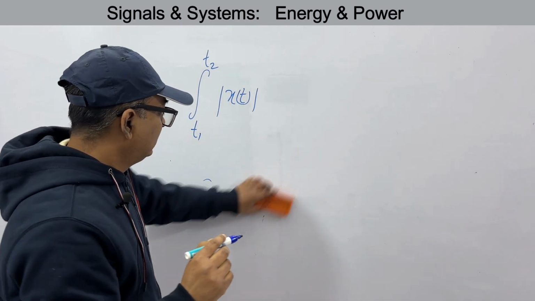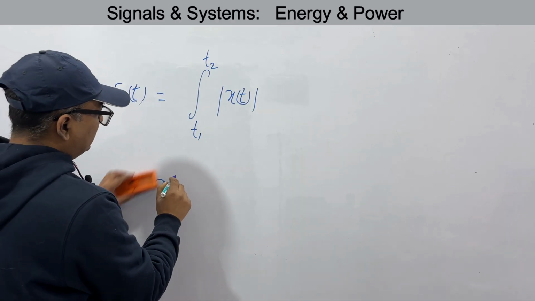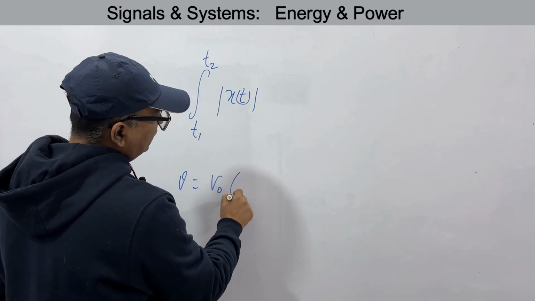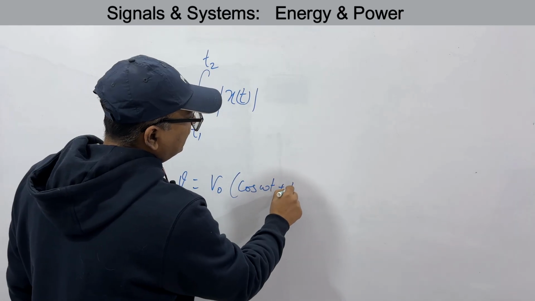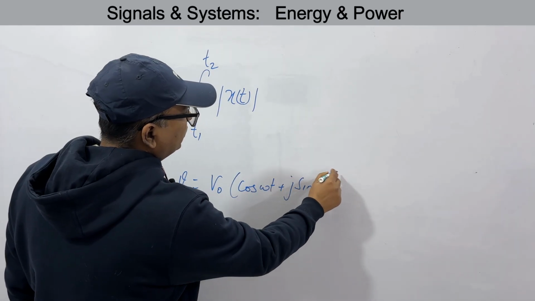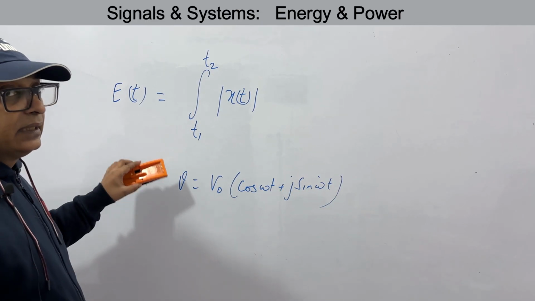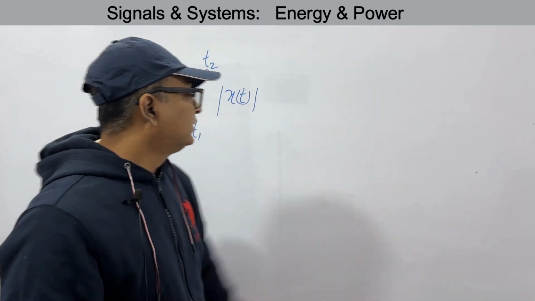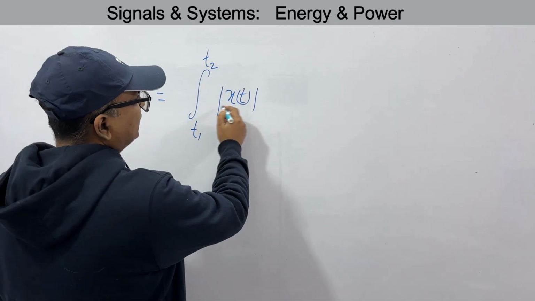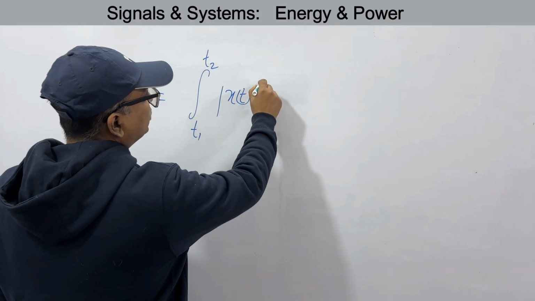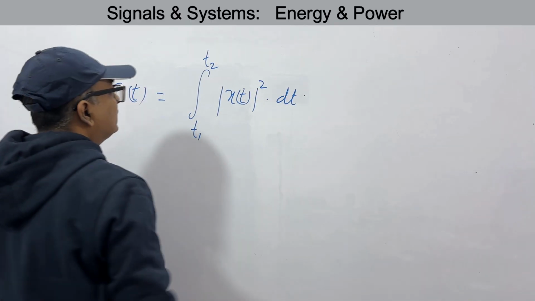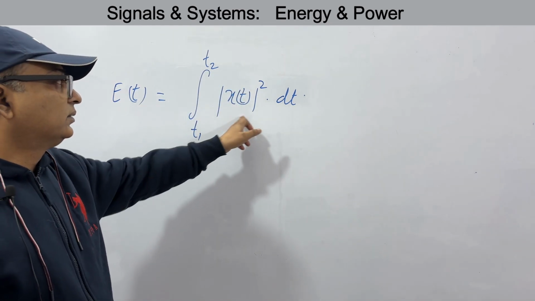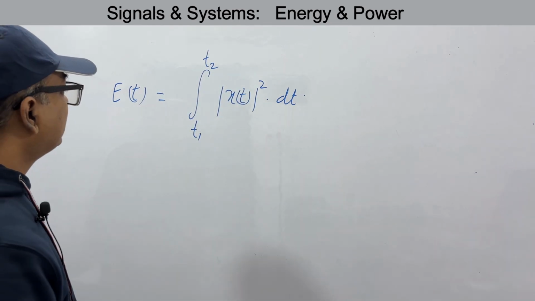We do have this signal like voltage. If you remember, voltage signal is V0 (cos omega t plus j sin omega t). So generally the signals are complex. So for complex signals we need to have the mod value. So this is mod of x(t) squared dt. This is the energy. If we have voltage, we'll take this particular expression and then integrate it.